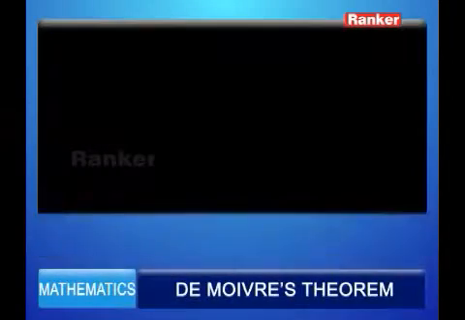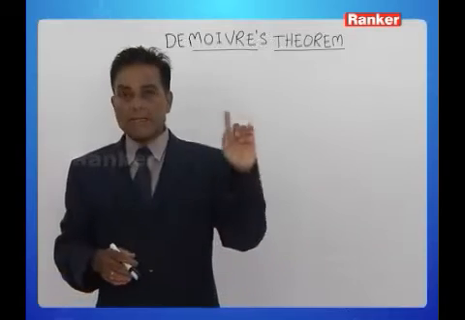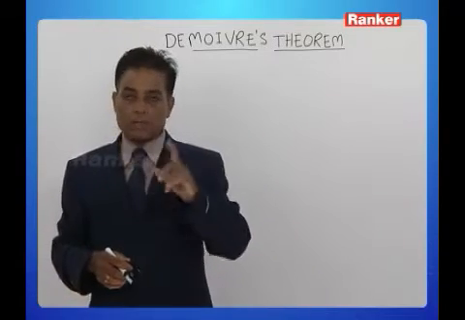Question number 14. If zk is equal to cos k pi by 10 plus I sin k pi by 10, then what is the value of z1 into z2 into z3 into z4? 4 options are given: minus 1, plus 1, 2 and minus 2. Let us see right answer, right option. Question number 14.